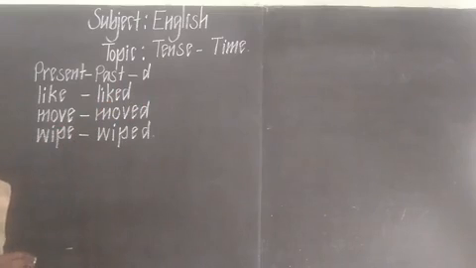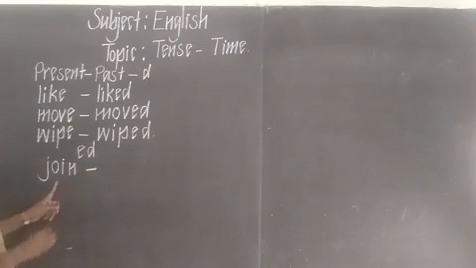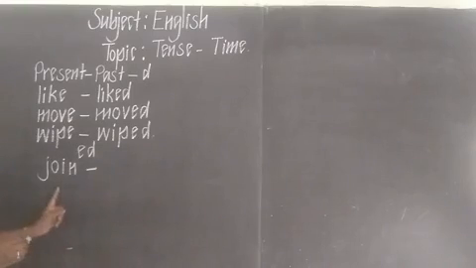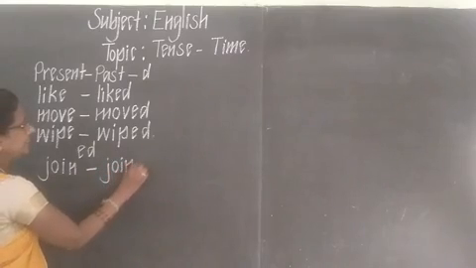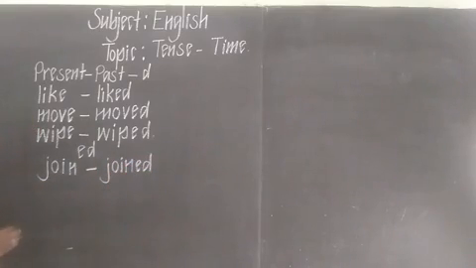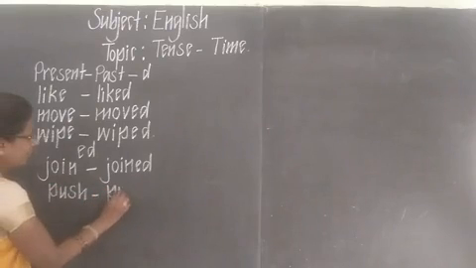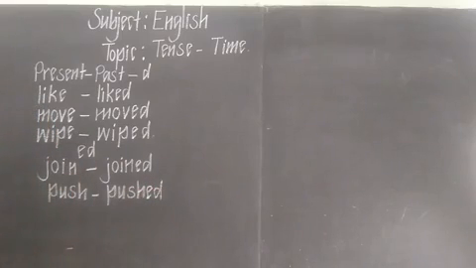Now let's learn ED words. E-D. First one, join. J-O-I-N. This is simple present tense. We want to change it to simple past tense by adding ED. Joined. J-O-I-N-E-D. Joined. Likewise, push. P-U-S-H. Pushed. P-U-S-H-E-D. Pushed.